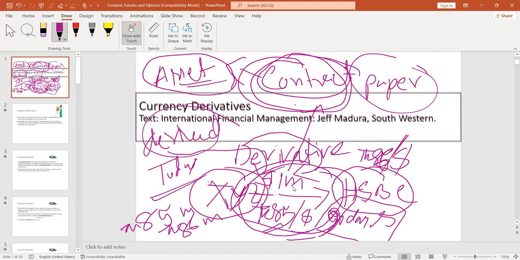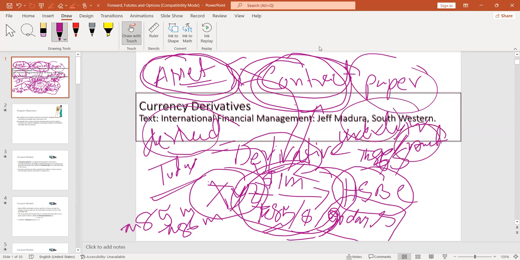And that's why this is called a derivative. Derivative means when the value of one asset is derived from the value of another asset, or underlying asset. So this contract is an asset. And what is the underlying asset of this contract? Dollar. So when the dollar price moves, the contract value changes. If the dollar price declines, the contract value declines.